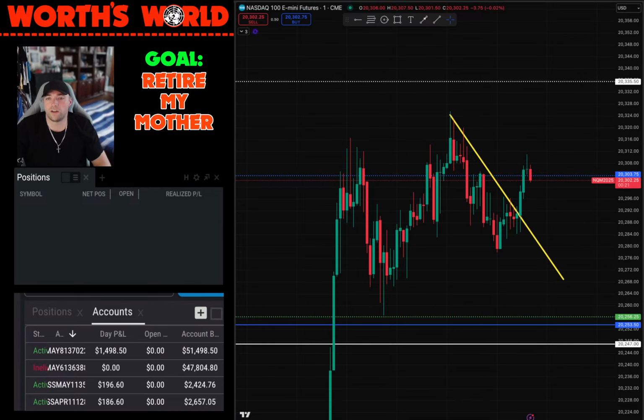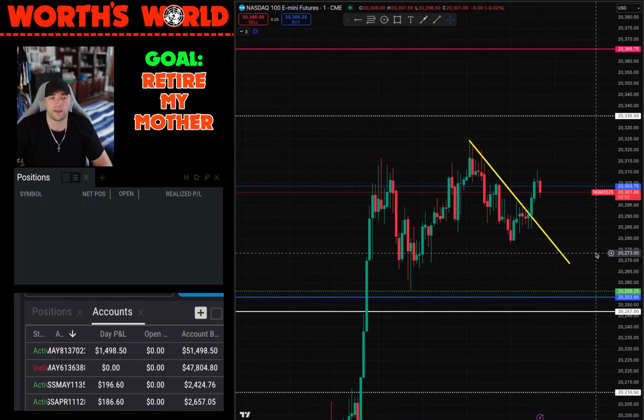If this fails here again, ES is making a pretty nice bull flag. It faked a lot of people out already once, a little pop. But if we fail down at a 17 here on ES, which is like 247 on NQ, dude, I like that. I like it a lot.